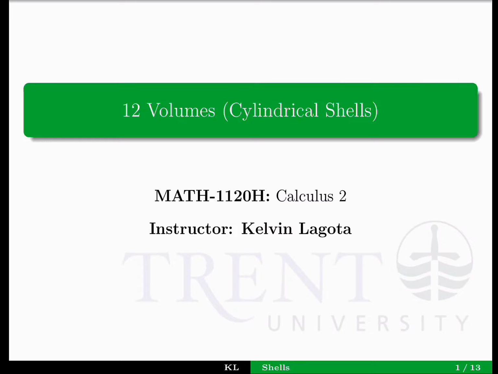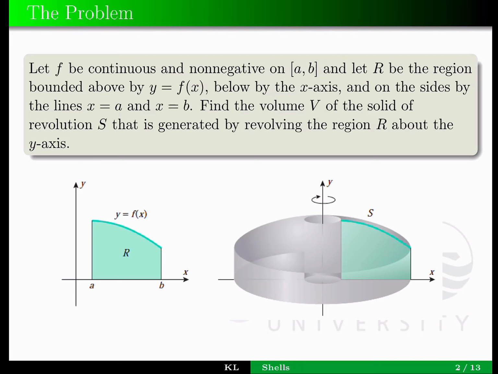Hey guys, in this video I will discuss another method of finding the volume of a solid of revolution. This method is called the method of cylindrical shells. So let's get started. Here we let f be continuous and non-negative on [a, b] and let R be the region bounded above by y equals f of x, below by the x-axis, and on the sides by the lines x equals a and x equals b.